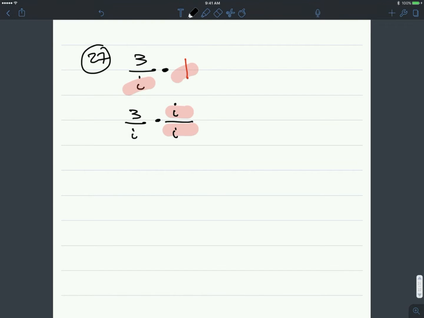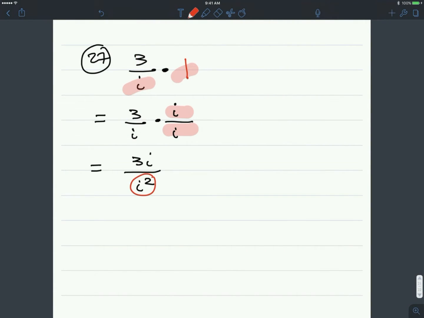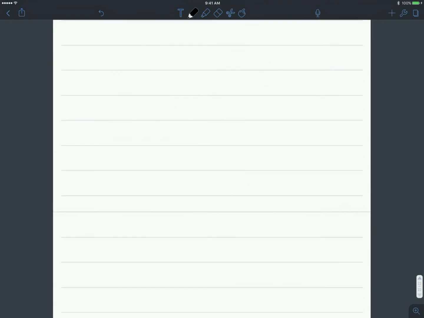So we preserve our equality here, and when we multiply fractions, we multiply horizontally across. 3i over I squared. Now remember, I squared is the value negative 1. So this will become 3i divided by negative 1, or simply negative 3i. Positive divided by a negative is a negative. This is what we're going to use with most of these problems.